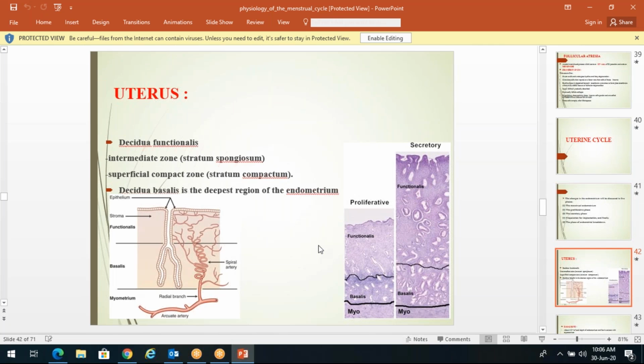So what happens in the uterus? It is mainly divided into deciduum functionalis and deciduum basalis. The basal layer, what we see here, is deciduum basalis. This is deciduum functionalis, and it is again divided into intermediate and superficial. Intermediate is stratum spongiosum. The upper superficial layer is stratum compactum.